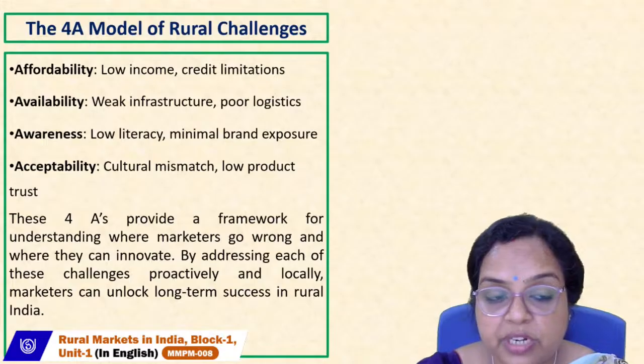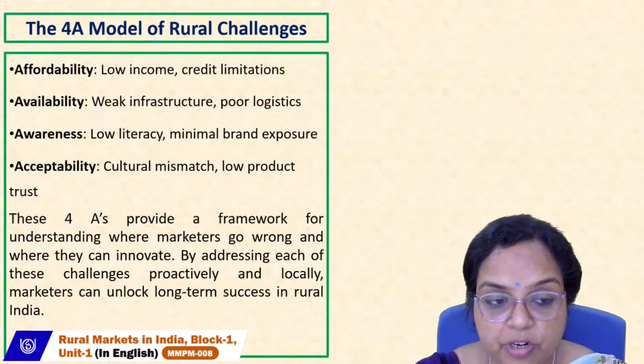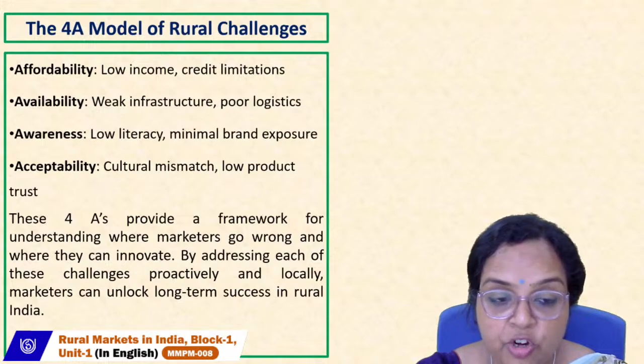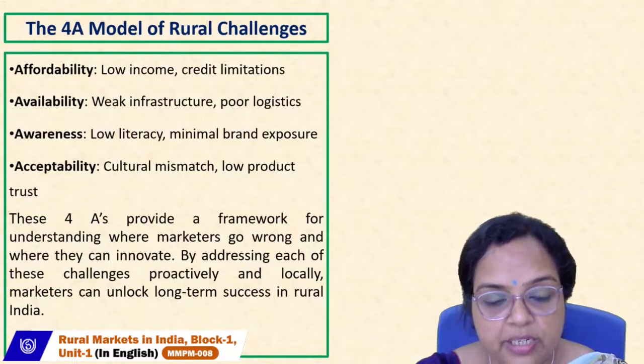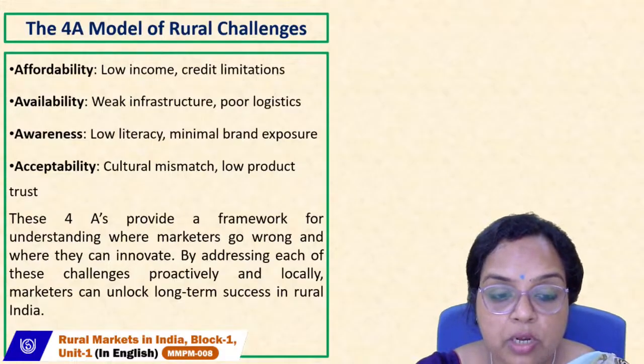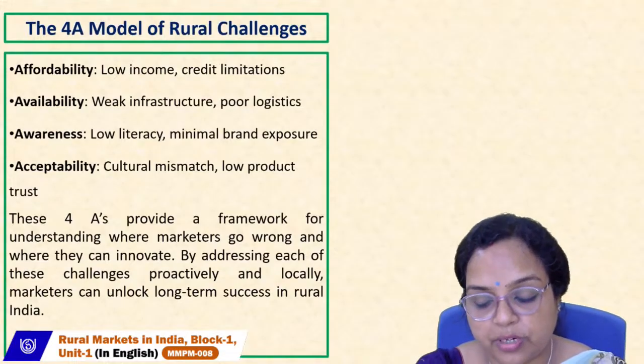A marketer has to take care of this 4A framework for understanding where marketers go wrong, where they can innovate, and where they can improvise the products. By addressing each of these challenges proactively and locally, marketers can unlock long-term success in rural India.